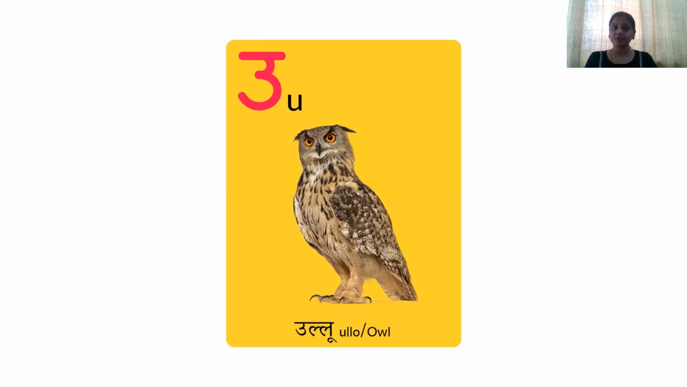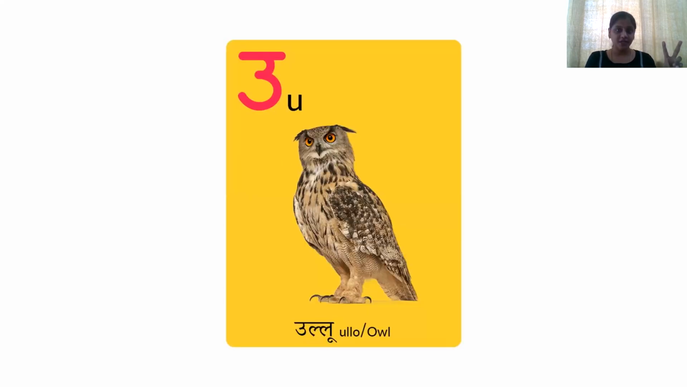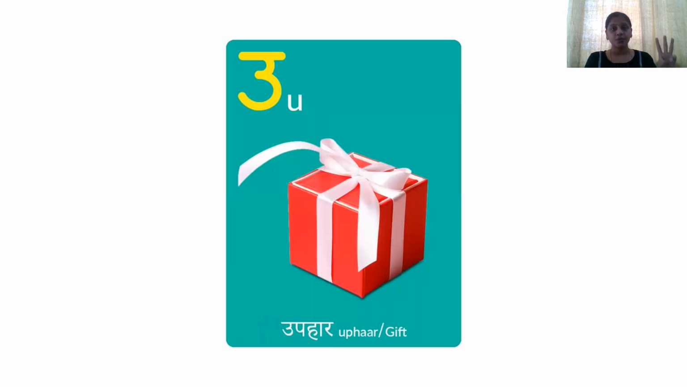So what are the 3 words we have learned? U se Upvan, U se Ullu, U se Uphar. Yes, so these are the 3 words with the letter U. Hope you have learned it and it's quite easy, right?